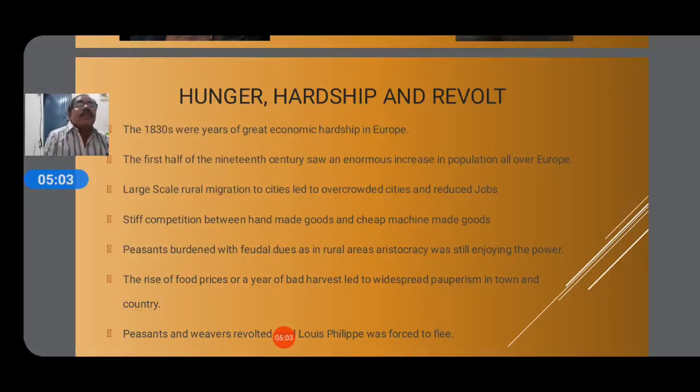Peasants were burdened with feudal dues, as in rural areas, the aristocracy was still enjoying the power. The rise of food prices or a year of bad harvest led to widespread pauperism in town and country. Peasants and weavers revolted. Ultimately, Louis Philippe was forced to flee.